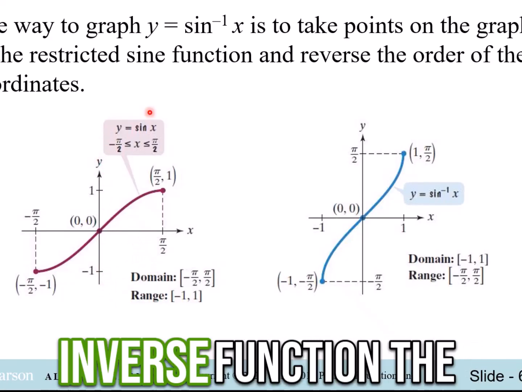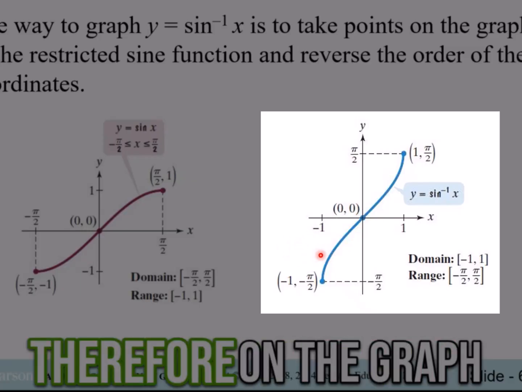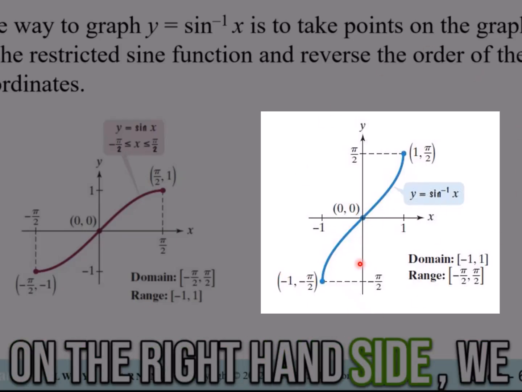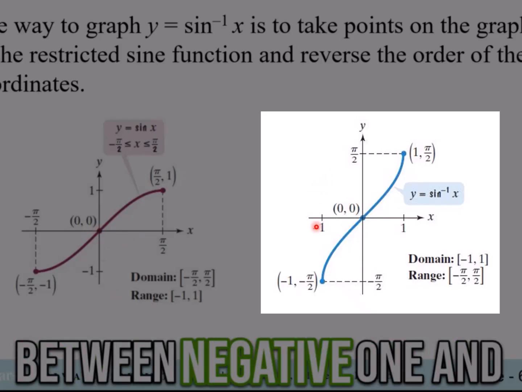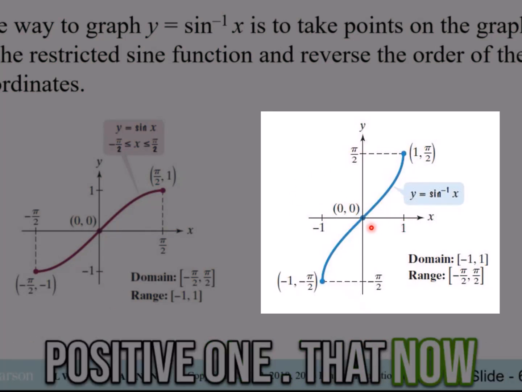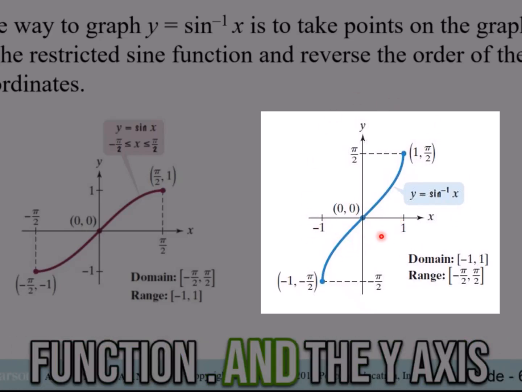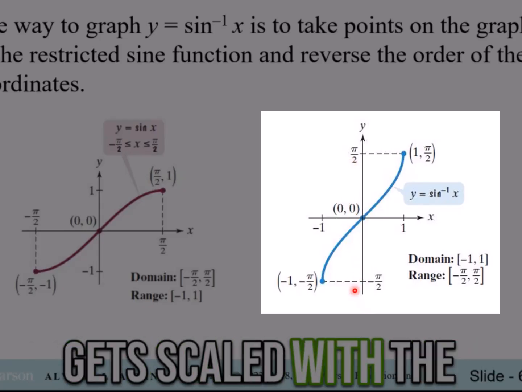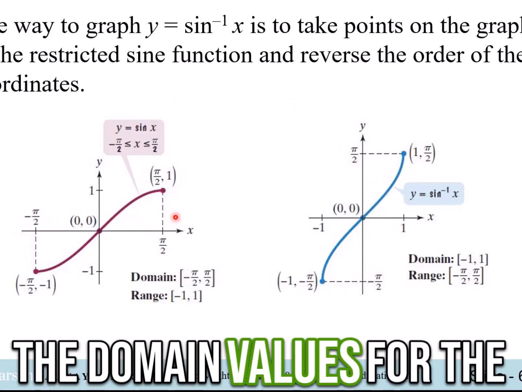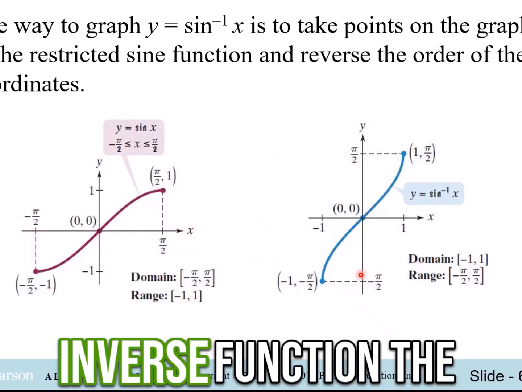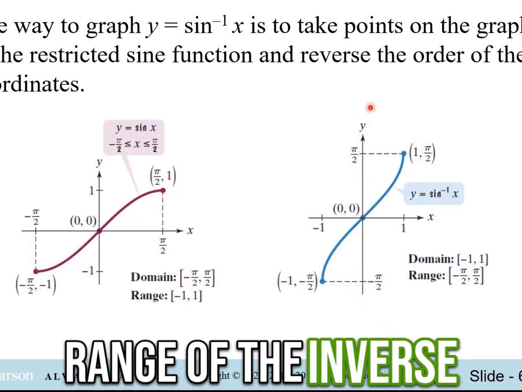What happens with the inverse function? The range and the domain values get switched. Therefore, on the graph on the right-hand side, we see the x-axis being scaled with the ratios between negative 1 and positive 1. That now becomes the domain, the input value of the inverse function, and the y-axis gets scaled with the angle measures, the angle measures that were the domain values for the sine function. In the inverse function, the domain of the sine function becomes the range of the inverse function.